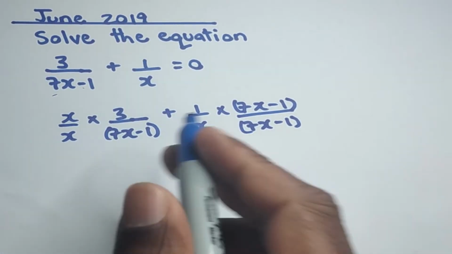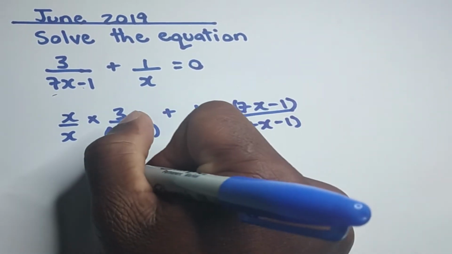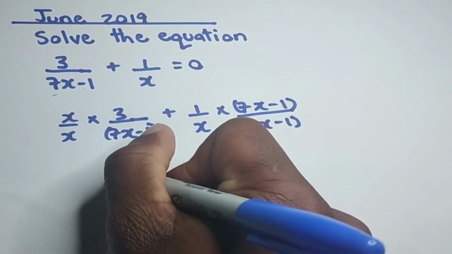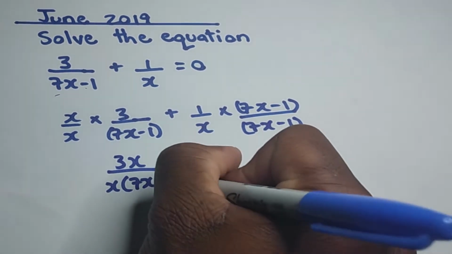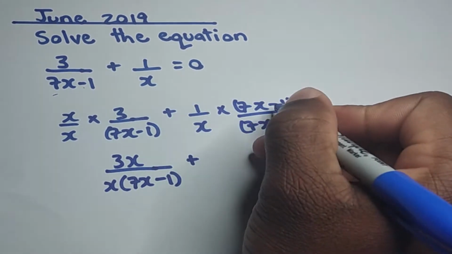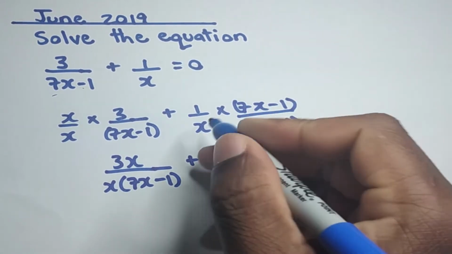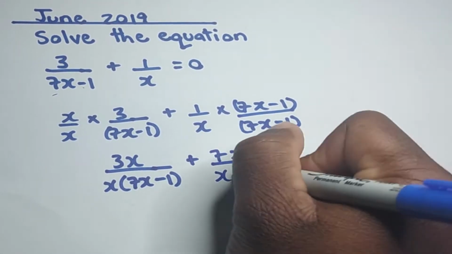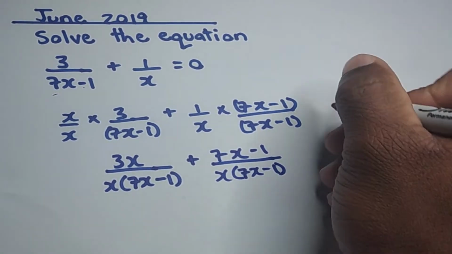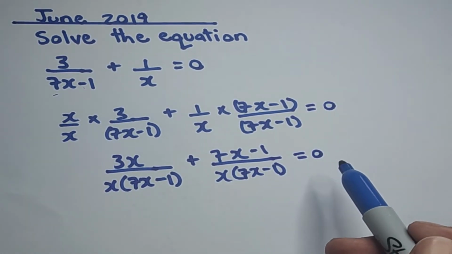Alright, so what we can do now is multiply 3 times x, that will give us 3x, over x times the bracket, so x times 7x minus 1 in bracket, plus 1 times anything remains the thing, so 1 times the bracket, I'll have the bracket here, which is 7x minus 1, over x times the bracket, so x times 7x minus 1 in bracket. And remember, we should equate this to 0. Can't forget about that. That's very important.